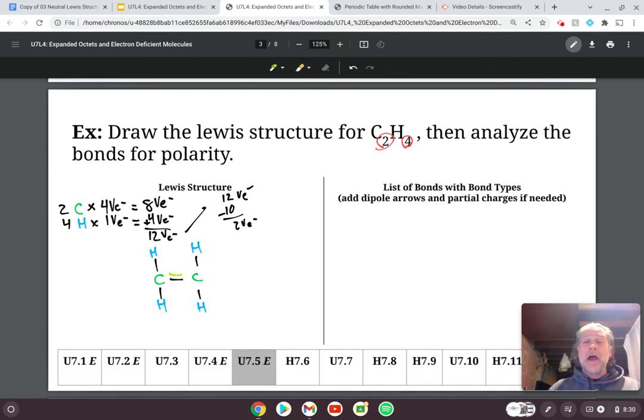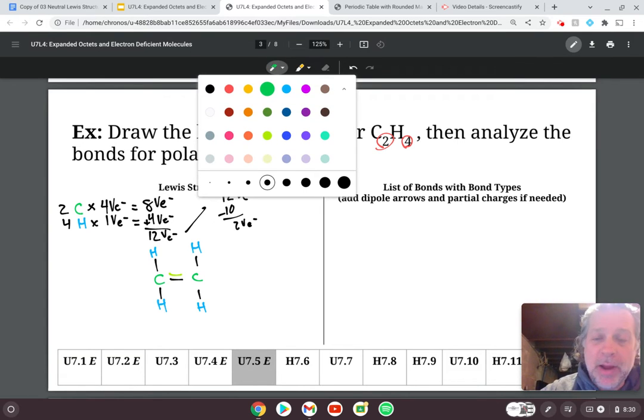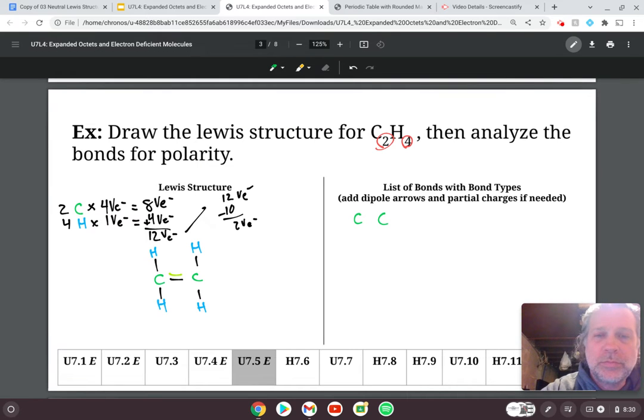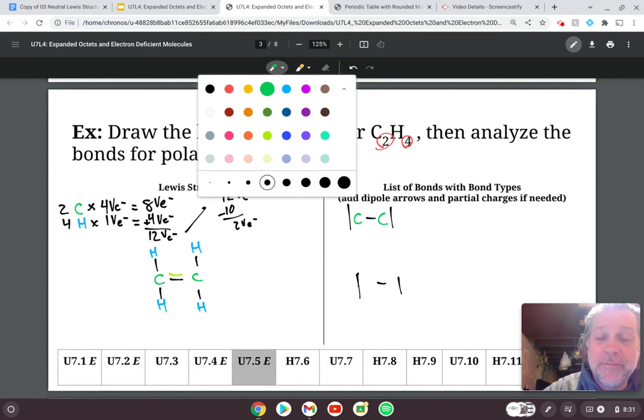So now I need to go ahead and identify the type of polarity, or what type of bond I have present here. I have 2 types of bonds. I have a carbon-carbon bond, and I have 4 technically carbon-hydrogen bonds.